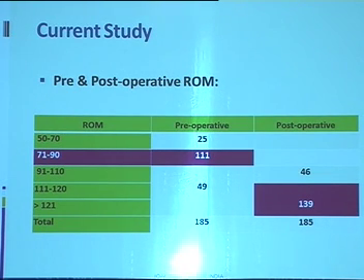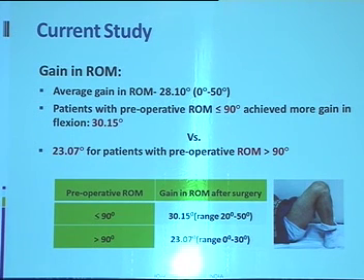And if you look at the postoperative range of movement, a significant number of patients, more than 70%, have a postoperative range of more than 110 degrees. So the average gain in range of movement was approximately 28 degrees, and patients who had lesser preoperative range of movement gained more as compared to the patients who had a higher degree of movement before surgery.